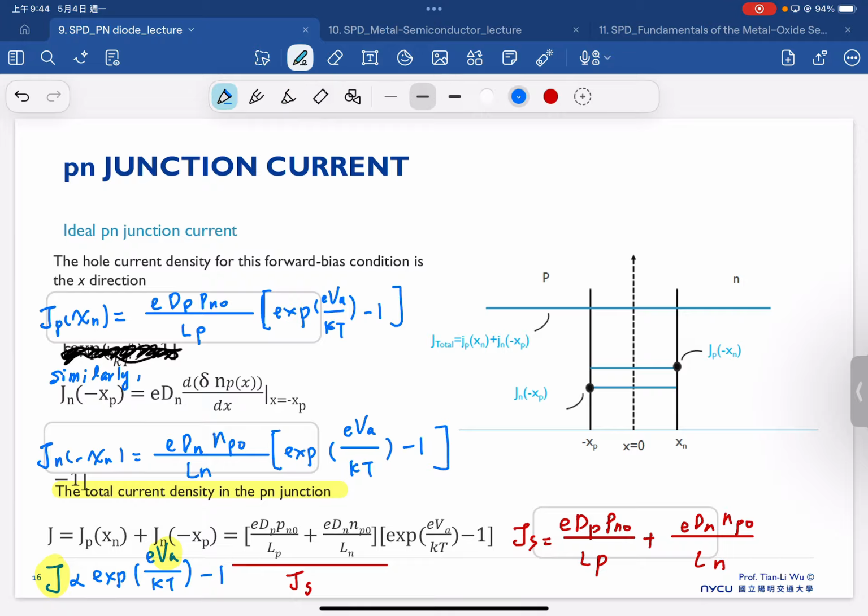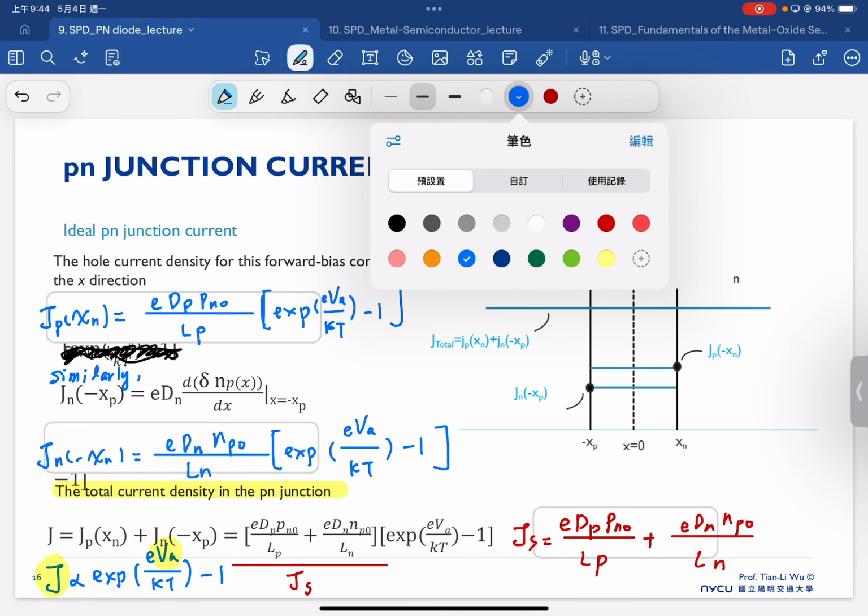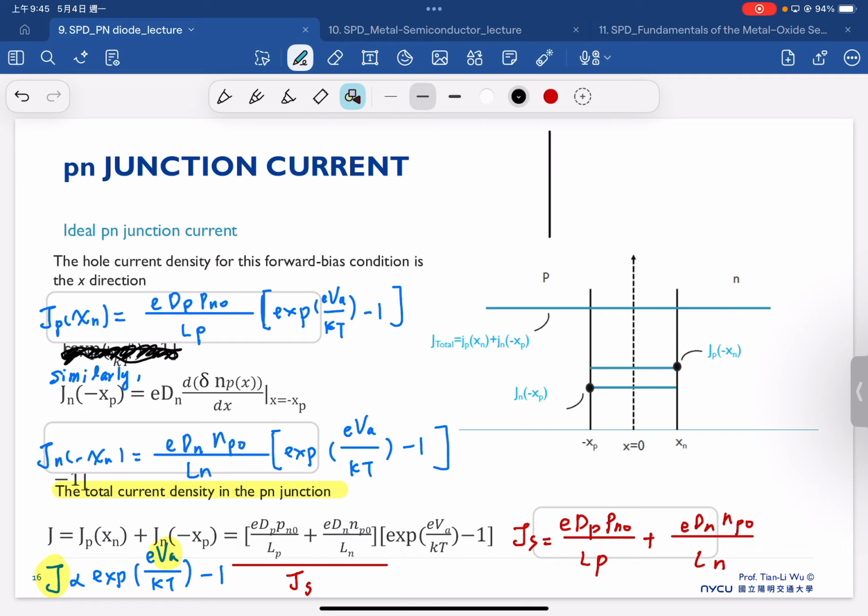So with this equation, finally we can expect our current relationship, the current versus voltage relationship in the PN junction, which is Ja, the current in the anode side, versus the applied voltage in the anode side, which has this kind of a characteristic because the current is proportional to exponential eVa over kT minus 1.